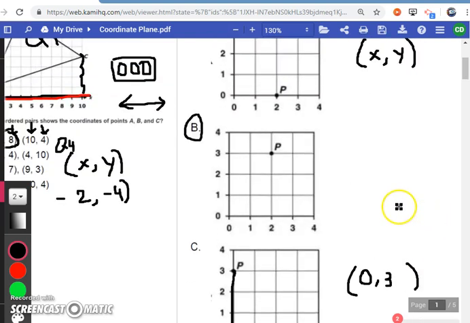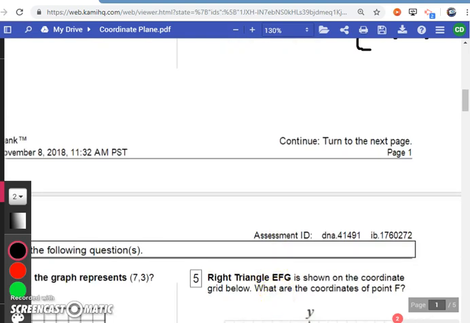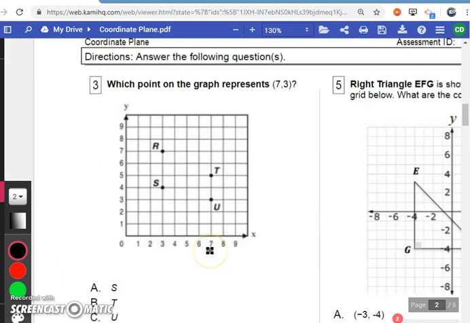So I've just shown you that answer B is correct for problem number 2. Let's move down to problem number 3. Which point on the graph represents 7, 3, the ordered pair?